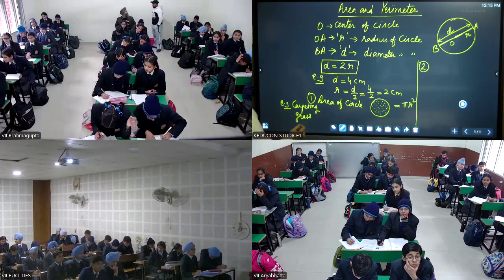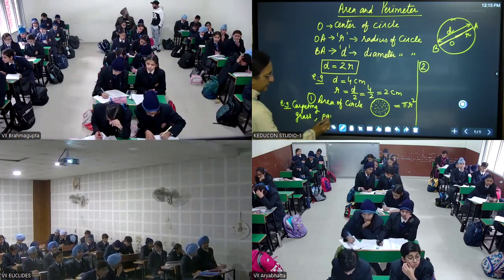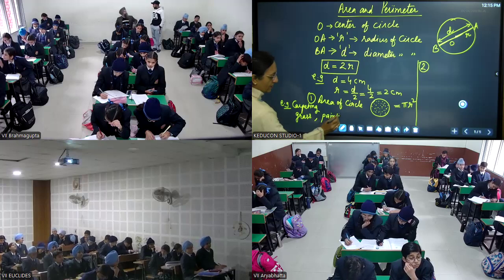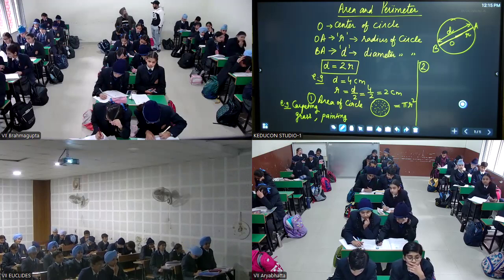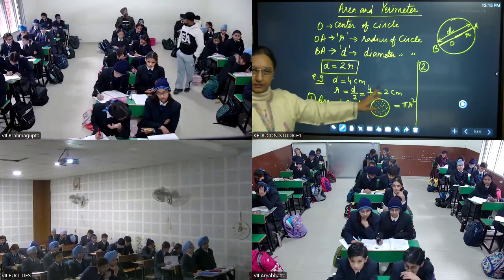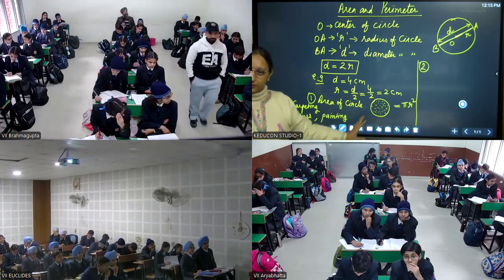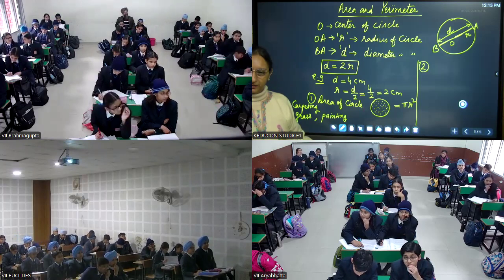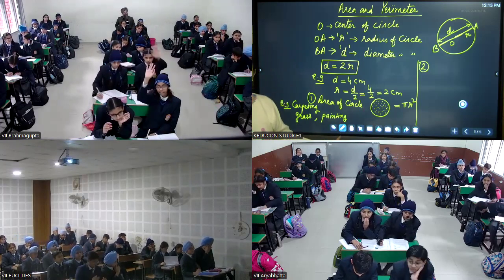What else? Circular painting. If you have to paint a circular part, like a circular window, you have to paint it. For painting, you will be using this area. You will be painting inside the circular part, right? Do you agree? Raise your hand who have understood. Where our area will be used.